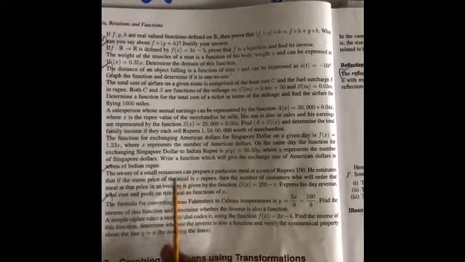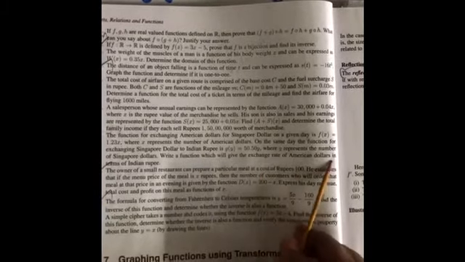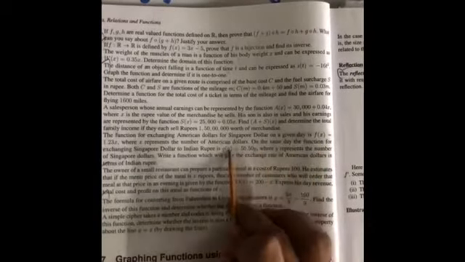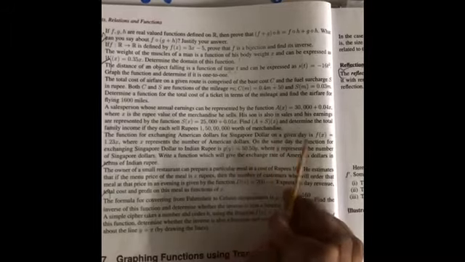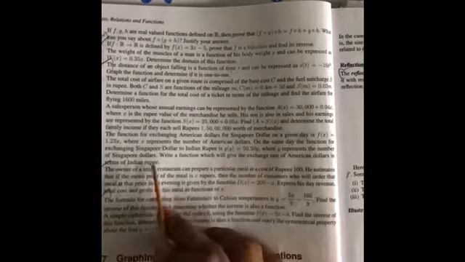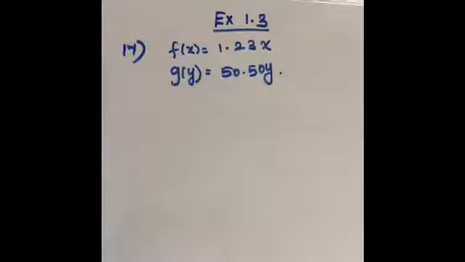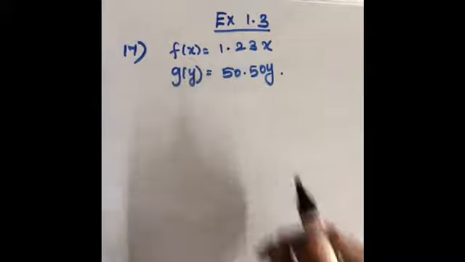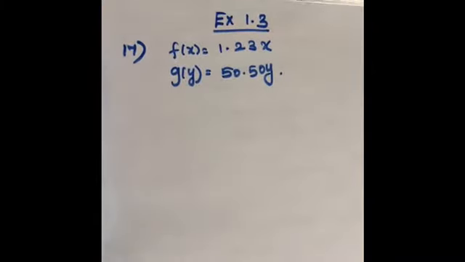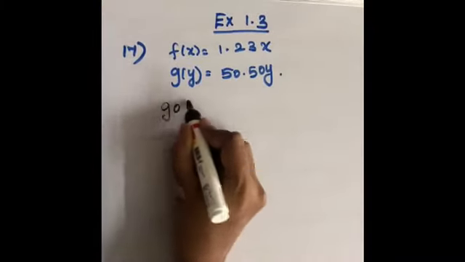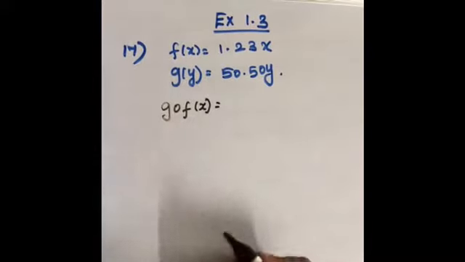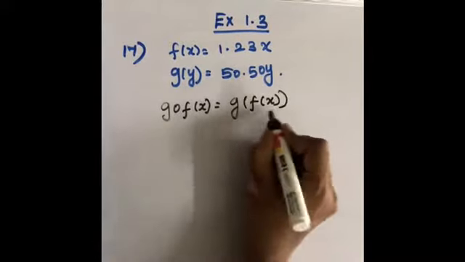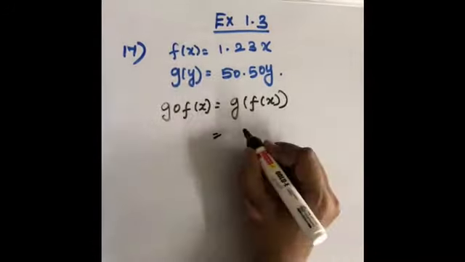What we have to find? We have to find the exchange rate of American dollars in terms of Indian rupees. So we are going to club these two functions. That is, we have to find the composite of these two functions to find the value. Okay. So f of x is equal to 1.23x and g of y is equal to 50.50y. So we have to find g composite f of x, that is equal to g of f of x. What is f of x? f of x is equal to y.